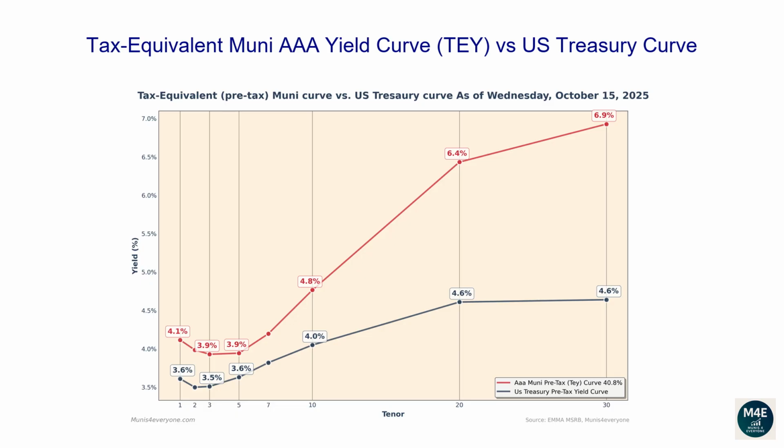Observing the current graph, we can see that currently all the Muni tax-equivalent yields, based off a 40.8% tax rate, are above Treasury yields. When this scenario happens, it may be less convenient for investors to buy US Treasury bonds. For example, if you wanted to buy a 30-year bond, a AAA Muni bond would yield 6.9% compared to a lower yield of 4.6% from a Treasury bond.